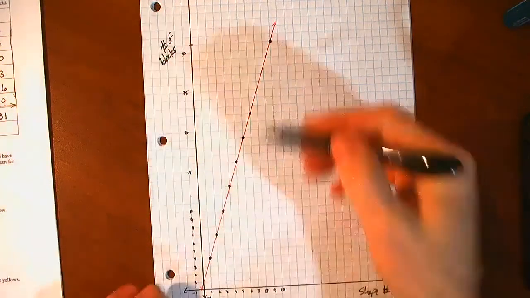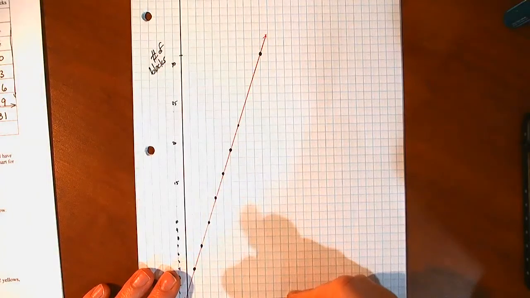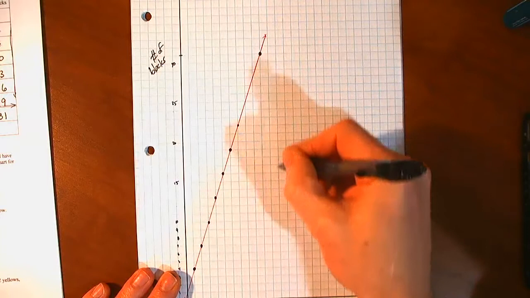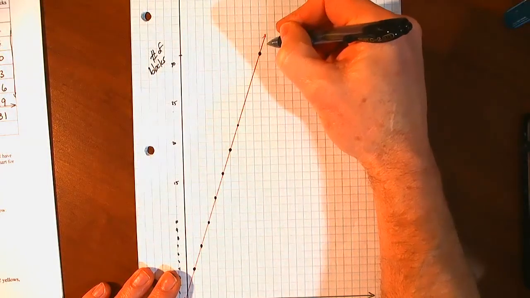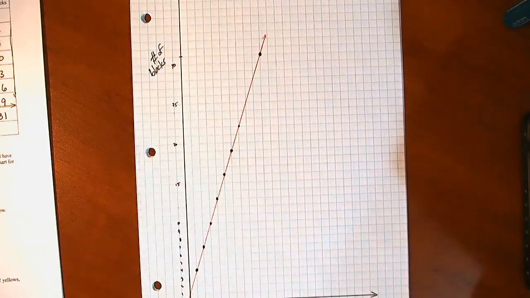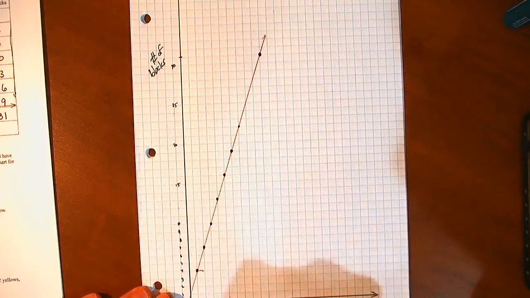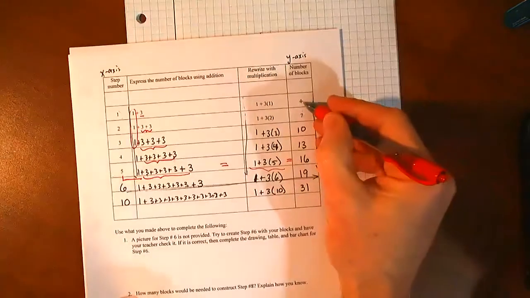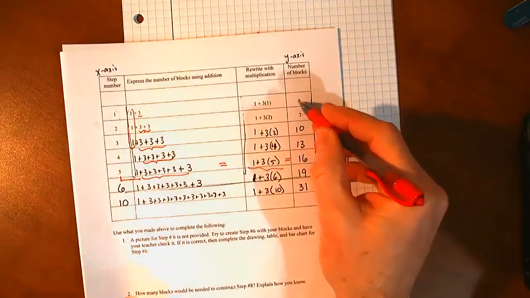But remember, lines go forever. So I could also use this pattern to figure out how many are going to be in step 12. I could come up here to step 12 and figure out where this line is going to cross. But I also want you to notice that the fact that it's a line means there's another very definite pattern. Did you notice that every time we went 1 over to the next step, this number went up by 3? Every time we went 1 step over, the number of blocks went up by 3.